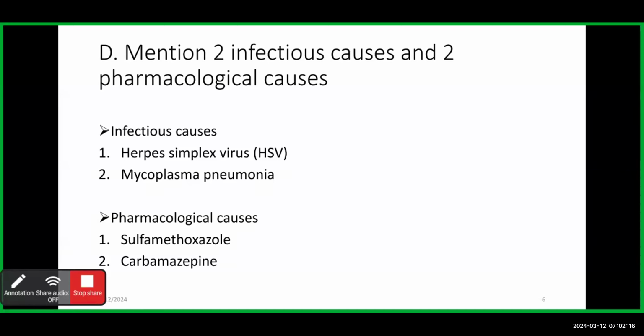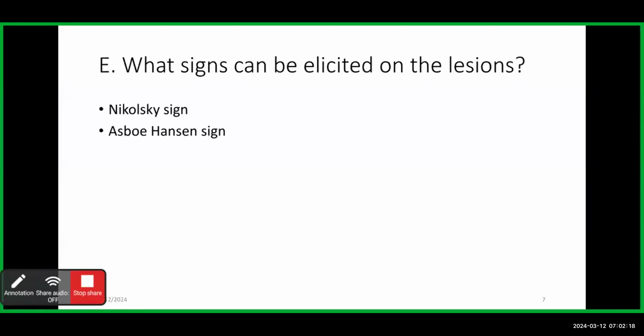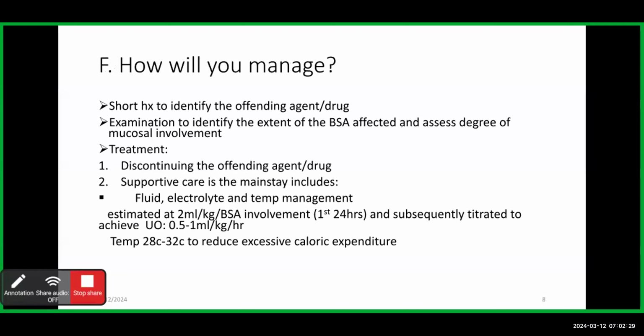sulfamethoxazole and carbamazepine. Then what signs can be elicited on the lesion? You can elicit the Nikolsky sign and the Hutchinson sign. Then how will you manage? Because of the management priority, you take a short history to identify the offending agent or drug. You also want to do a quick examination to identify the extent of the body surface area affected and also assess the degree of mucosal involvement.